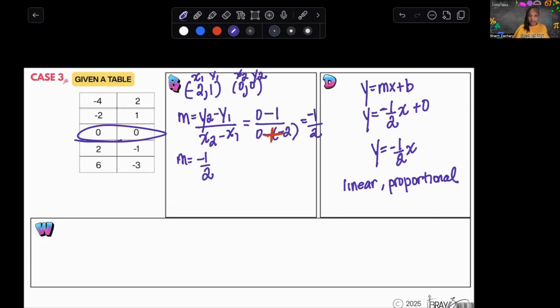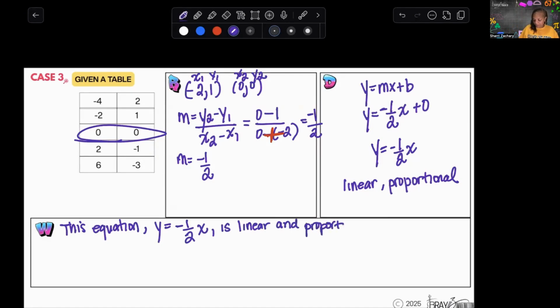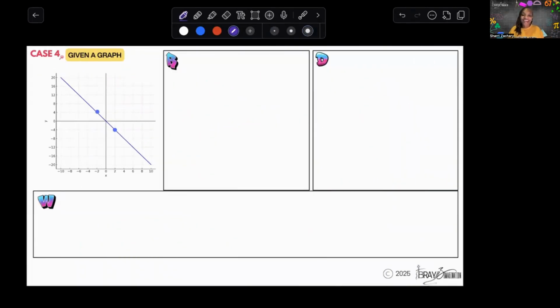Okay, so for our right box, we would write this equation y equals -1/2 x is linear and proportional because it passes through the origin 0, 0. And then we come to our last case, case number 4.